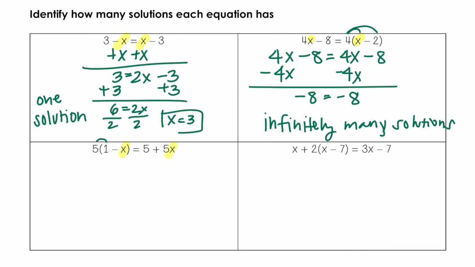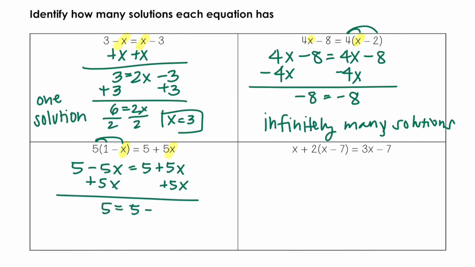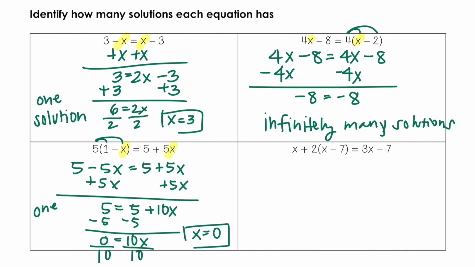After simplifying, I end up getting that x is equal to 0. x equal to 0 is still a solution. That tells me that x has to be 0 for the left side of the equation to equal the right side of the equation. Therefore, I end up just having one solution.